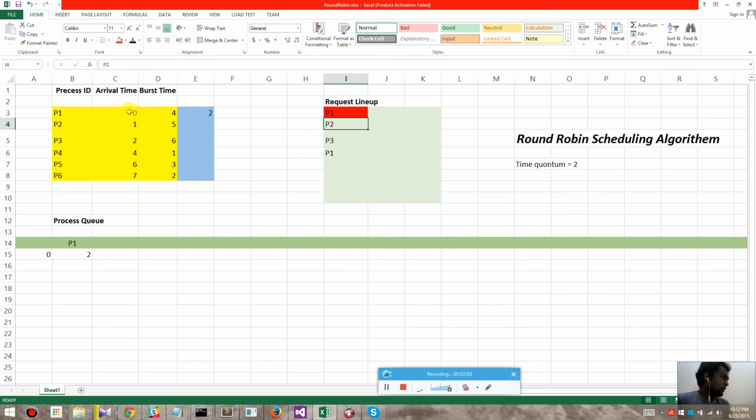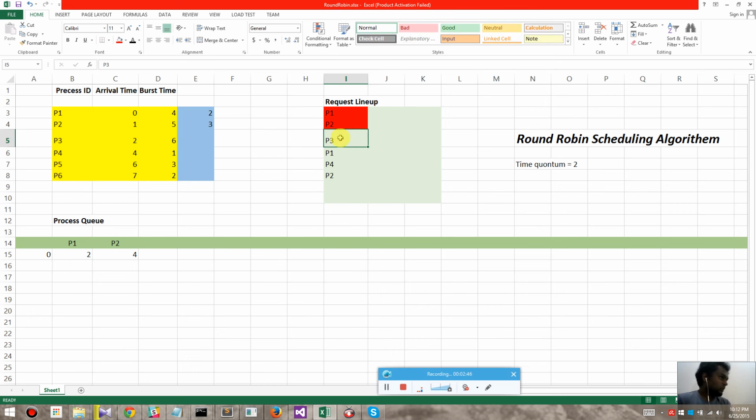P2 has a burst time of 5, which means that this one needs an additional 3 time units to complete. So P2 will be added to the timeline like this, and P2 will be executed, right? By time 4, P4 has come to the processor, so I have to add P4 to the queue, and P2 still needs another 3 time units, so I have to add it to the queue.